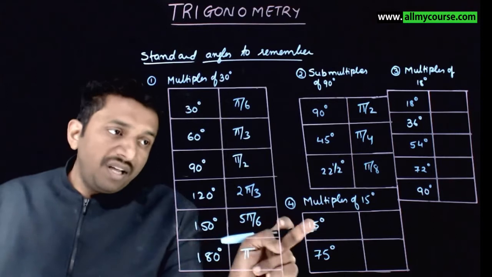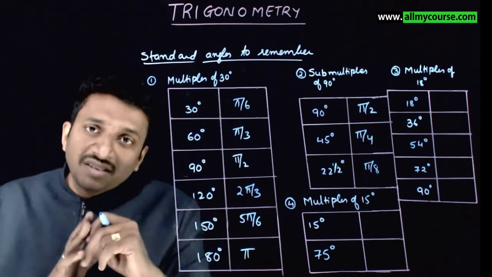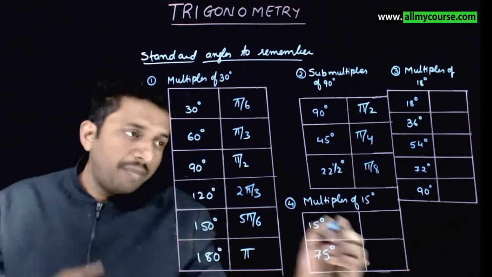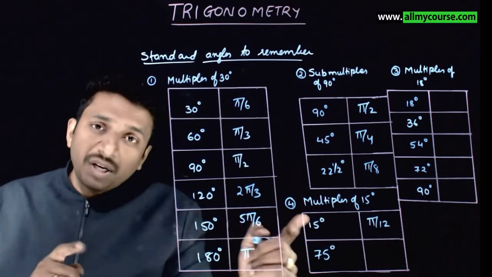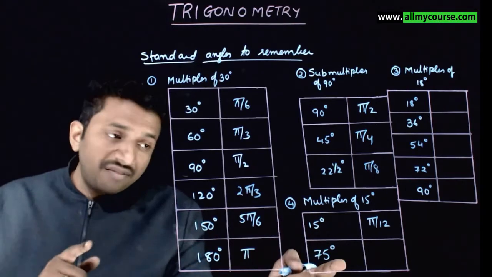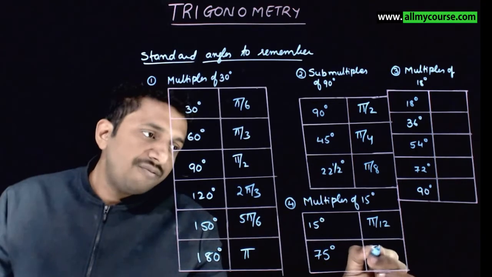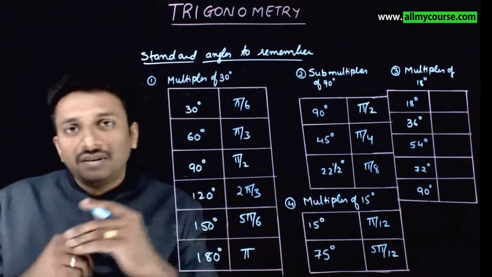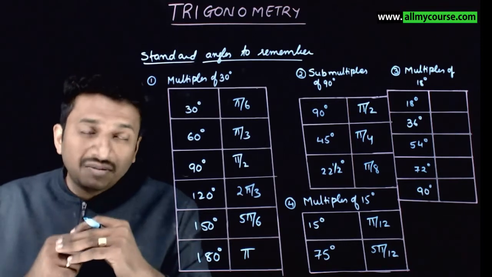We know that 15 is nothing but half of 30 degrees. 30 is pi by 6. So what is half of that? Pi by 12. So 15 degrees will be pi by 12 radians. And 75 is nothing but 5 times 15 degrees, that is 5 pi by 12. Whenever you get 5 pi by 12, you have to know that that is 75 degrees.